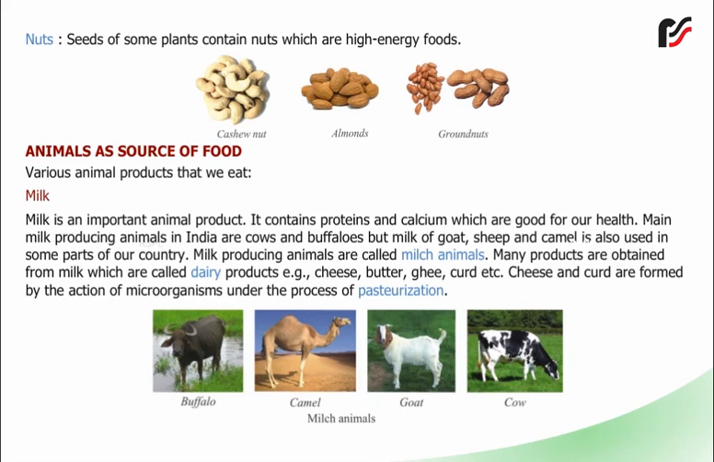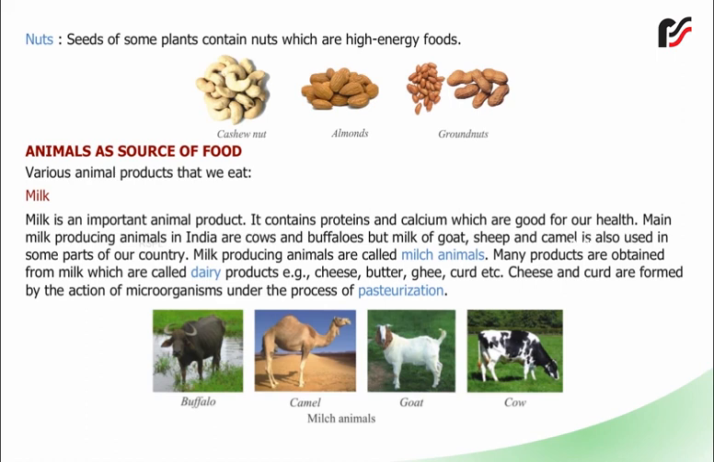Main milk producing animals in India are cows and buffaloes, but milk of goat, sheep and camel is also used in some parts of our country. Milk producing animals are called milch animals. Many products are obtained from milk, which are called dairy products. Example, cheese, butter, ghee, curd, etc.